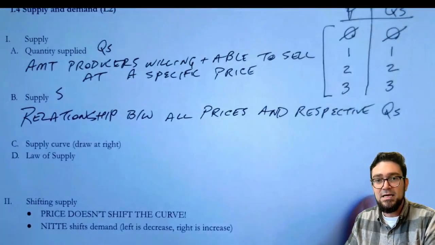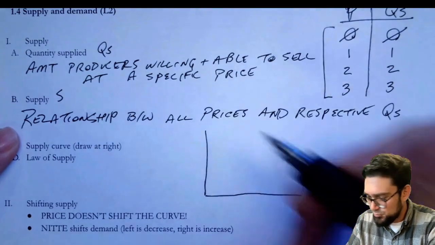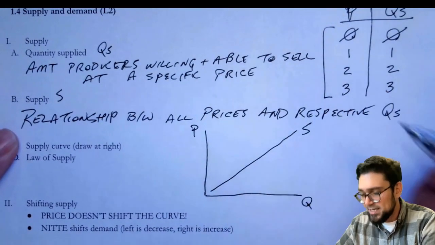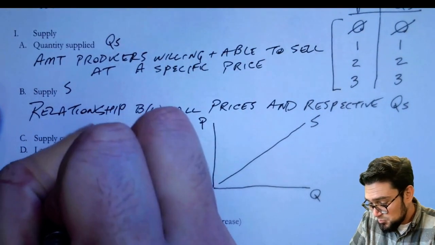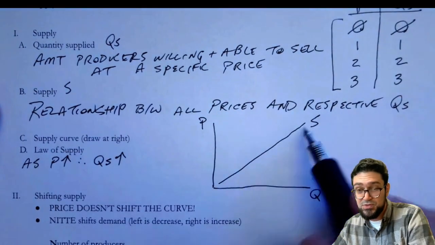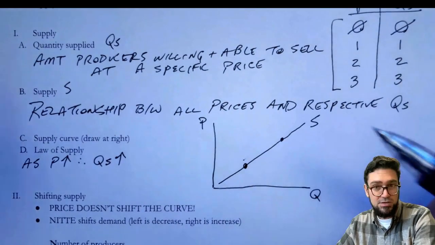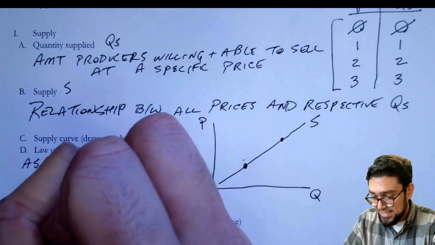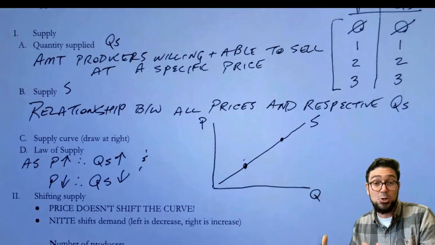Supply can also be visually or graphically illustrated the same way that demand is. We have price and quantity, but in this one, we're going to have an upward sloping line. That's what our supply curve is going to look like. As price rises, quantity supplied rises. If we were to go from here to here, moving up the curve, quantity supplied is increasing. And as price decreases, quantity supplied decreases. So that's the law of supply.